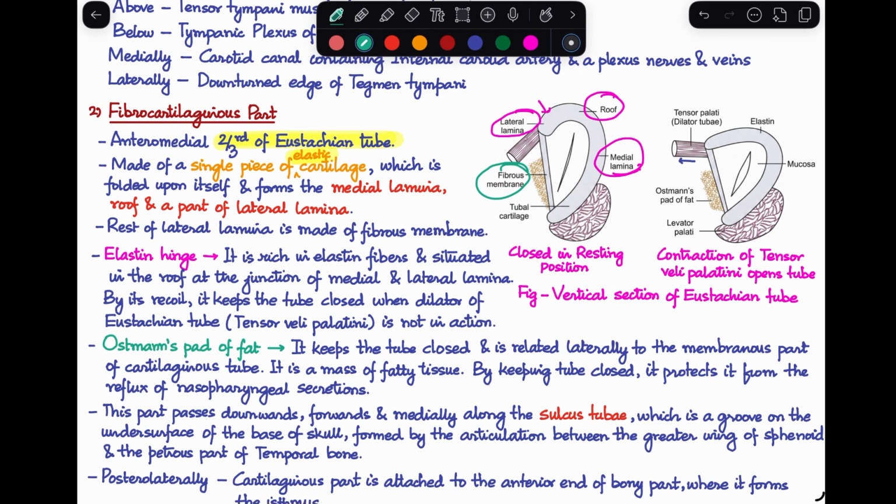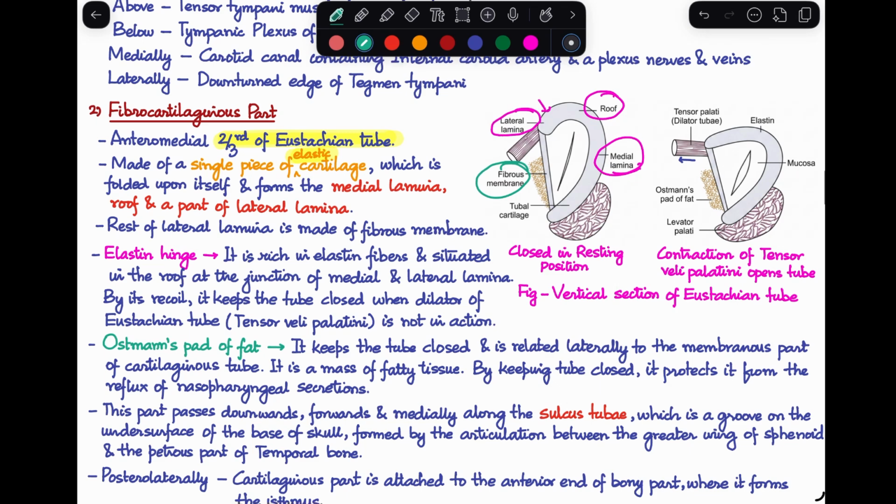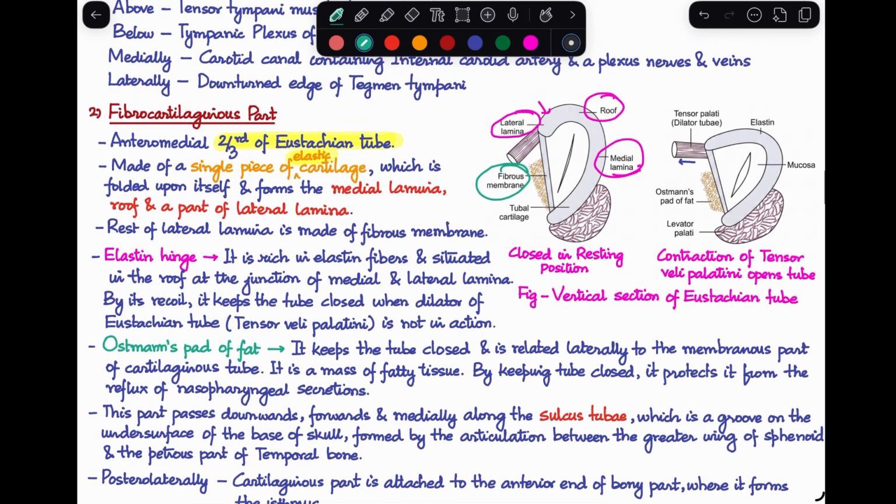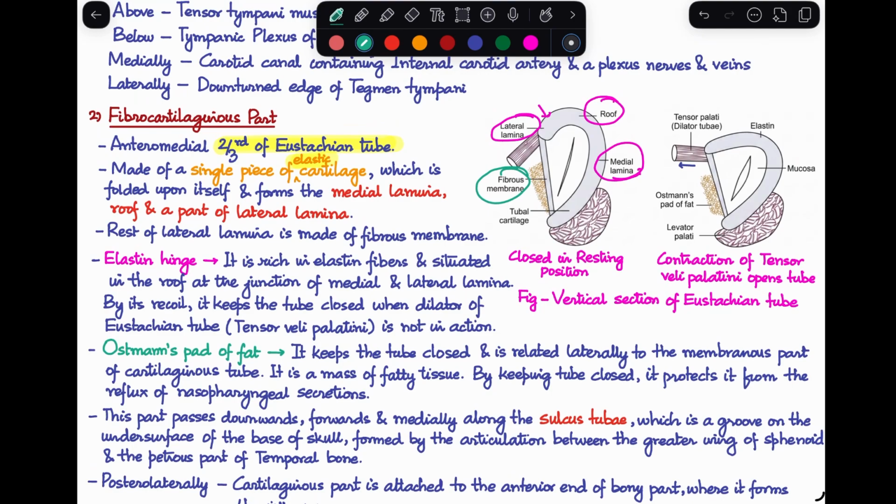So this is the structure of the fibrocartilaginous part. We have a single piece of elastic cartilage forming the medial lamina, the roof, and a part of the lateral lamina. And only the rest of the lateral lamina is made by the fibrous membrane. So that's about our fibrocartilaginous part.